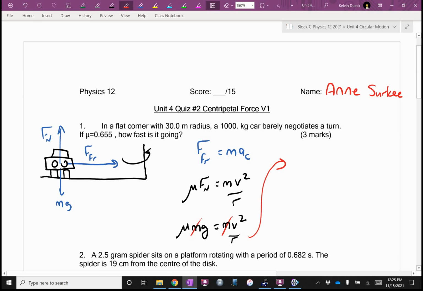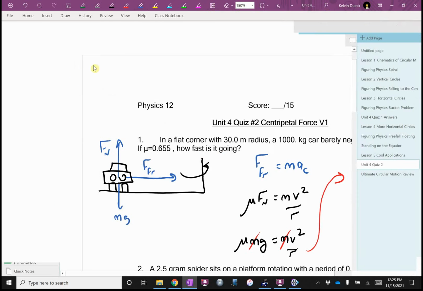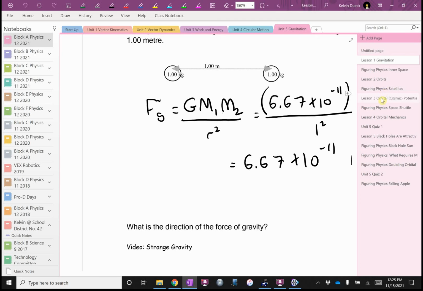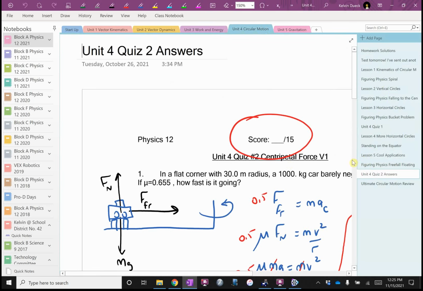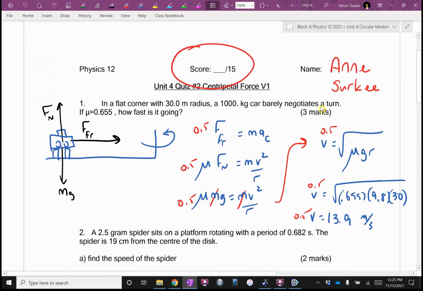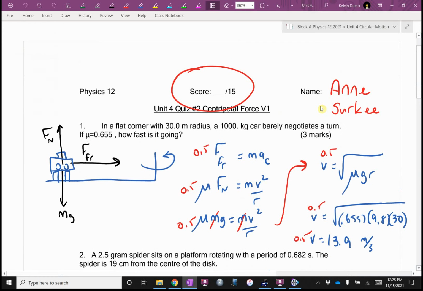And they want me to get the v. Oh, it's our old friend, the square root of g r, with some other stuff. Mu g r. And so I think when I solved this one in my block A's, Mr. Dewick, what did I get? You get 13.9? Okay. If you got that, I would give you 3 out of 3. Otherwise, I noticed I did 6 steps to get there, so a half mark for each step is probably what I would do.